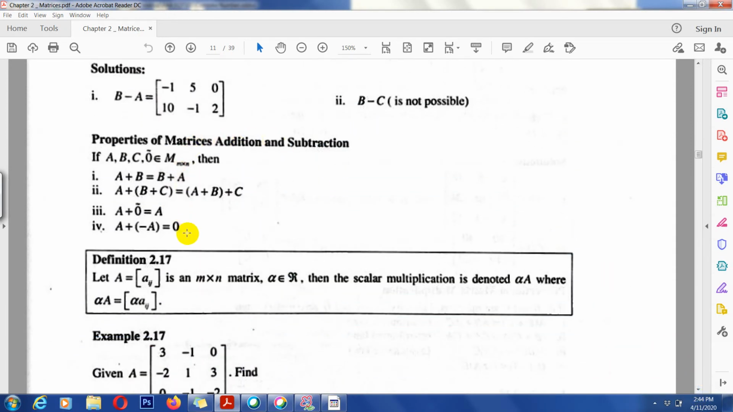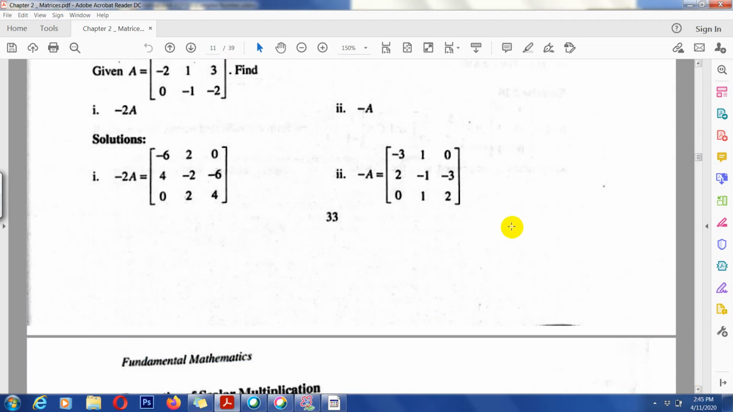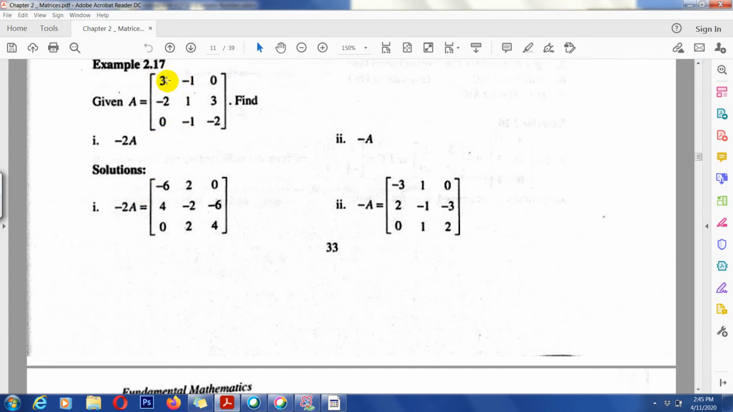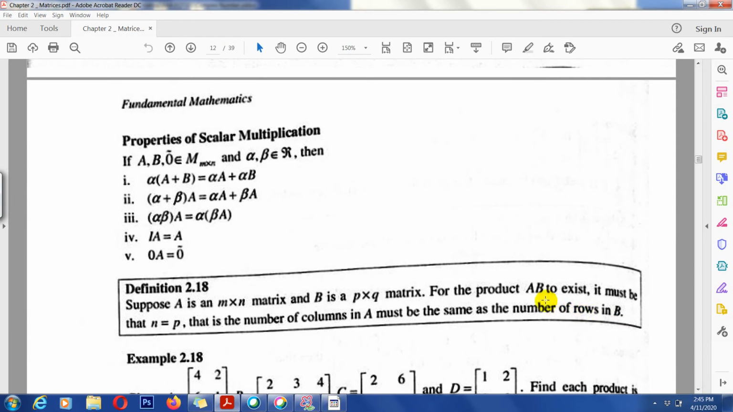These are properties. Nothing much here, just simple properties. For multiplication, we have scalar multiplication. A scalar means we have a constant outside, and we can factor out the constant. Alpha is a constant, and every entry we can multiply with this constant. For example, here this is 2A. So every element inside here we multiply with -2. This is -1: just put the negative inside and multiply with -1. These are the properties of scalar multiplication.